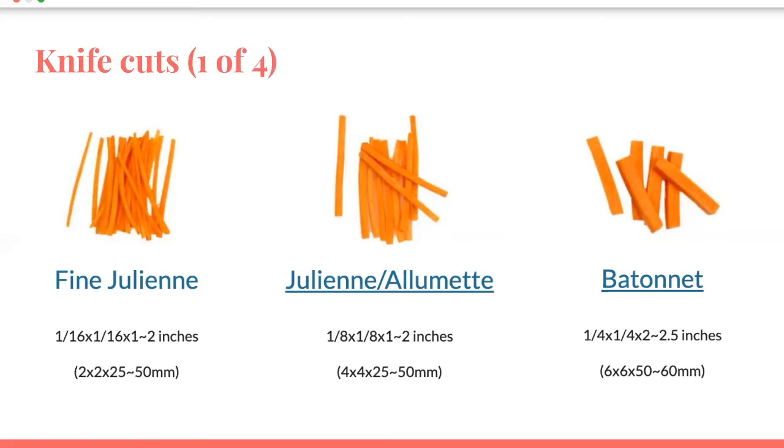Vegetables cut this way cook much faster, so julienne strips are often used in stir fries. They are also used as a decorative cut to garnish.